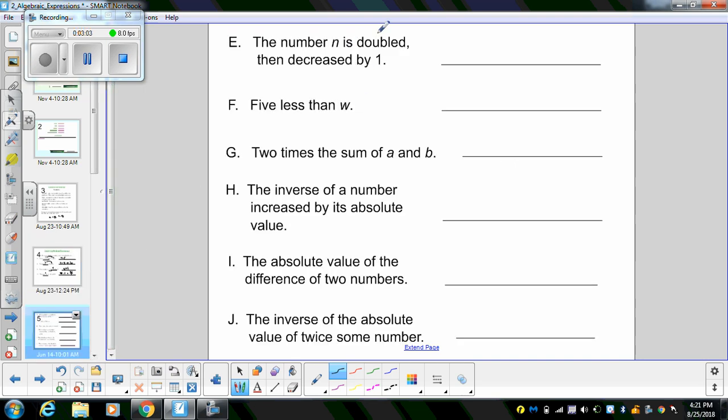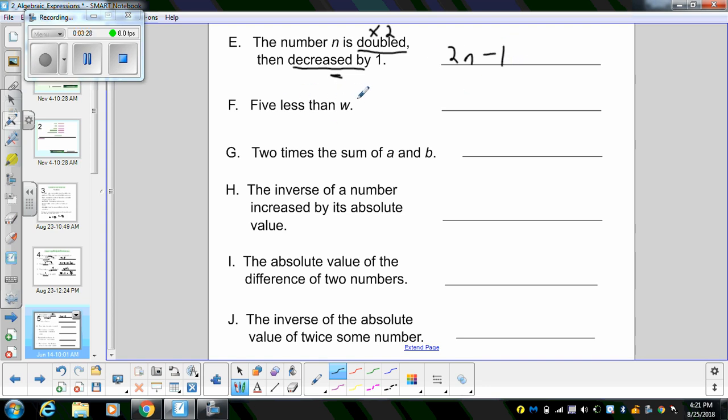The number n is doubled, then decreased by 1. So doubled means to multiply by 2. So the number n is doubled, so that'd be like 2n, which means 2 times n, and decreased by, which means subtraction. So that'd be decreased by 1.